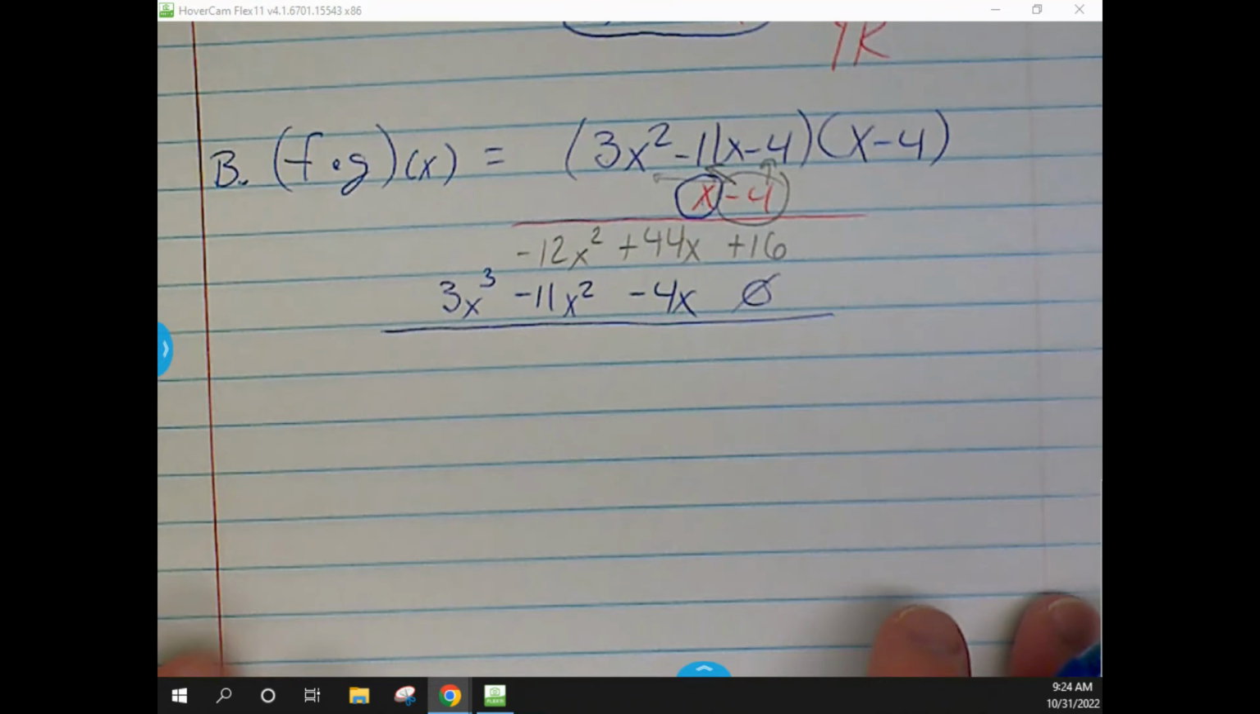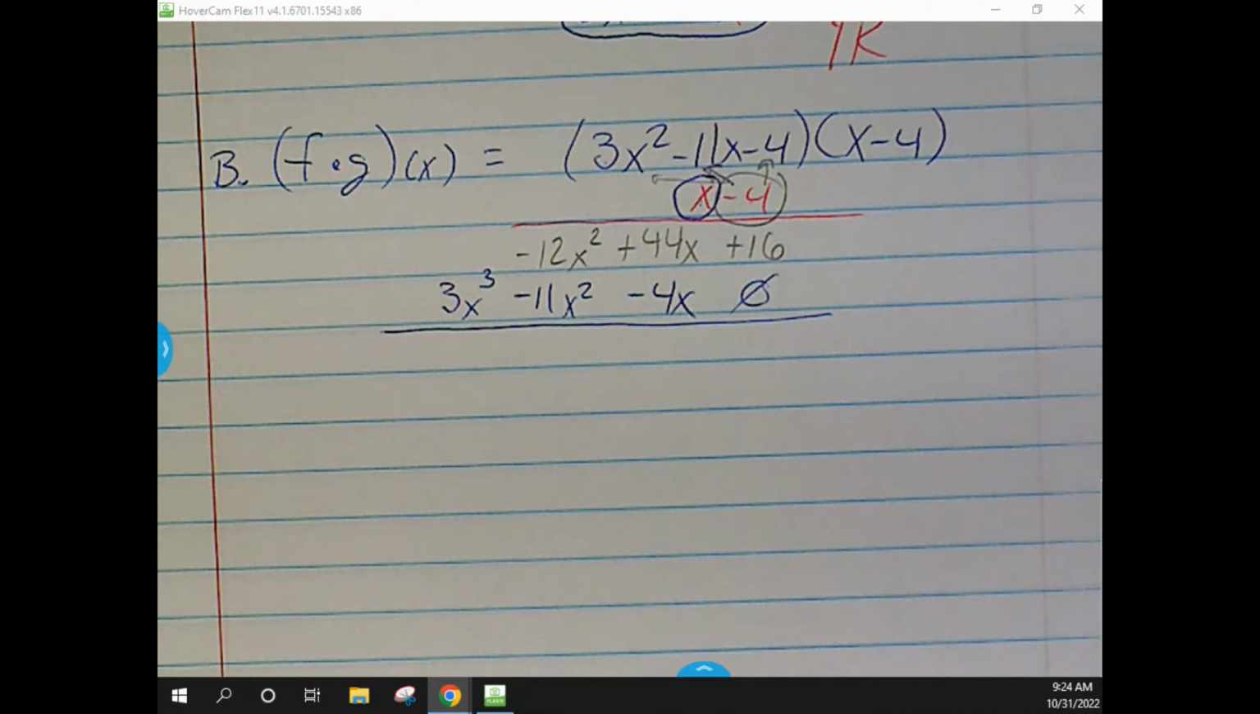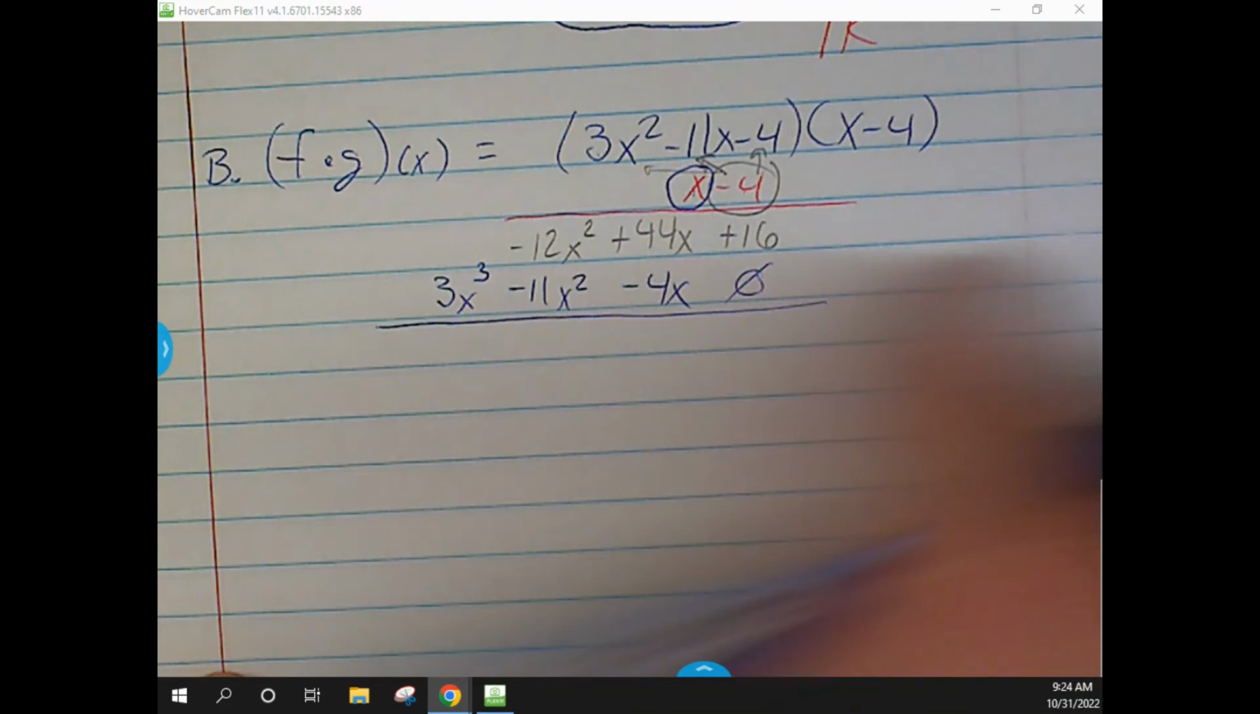Okay, and the big advantage to doing it that way is, what do you notice about all your terms? Yeah, they're all in order. They're all stacked up. So when you start combining your like terms, you don't have to bounce from here to there and back and forth.